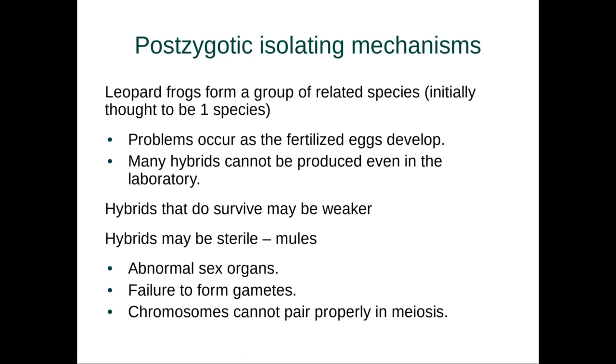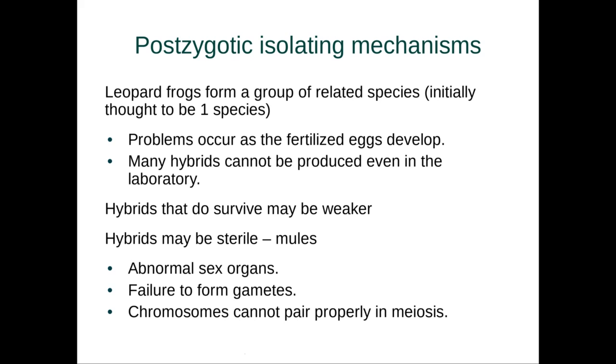Okay, so let's pretend that 2 distinct species actually have and produce a viable egg. So this is what we call post-zygotic. So the egg has been fertilized. Now, an example of this is actually our friends, well, maybe you don't consider them your friends, but they are our friends. They're called leopard frogs. Now, they form a group of related species. They were initially thought to be one species, but we now know there's many, many species of leopard frogs.